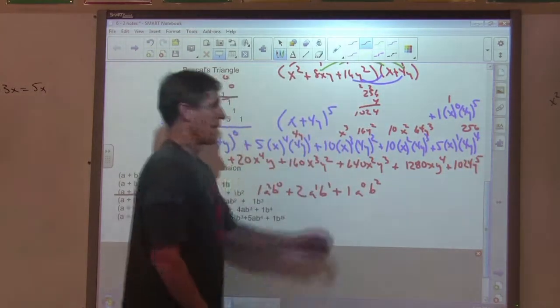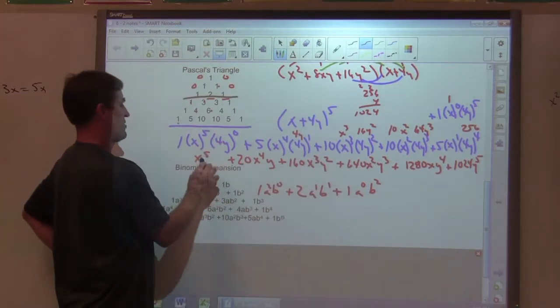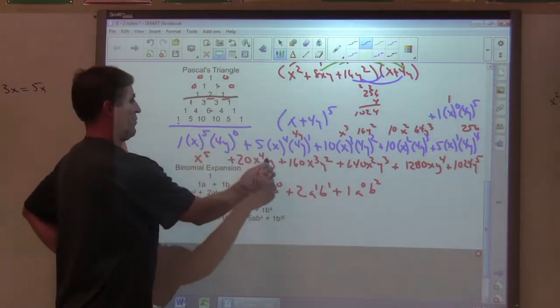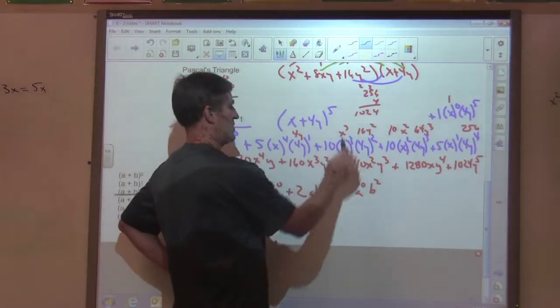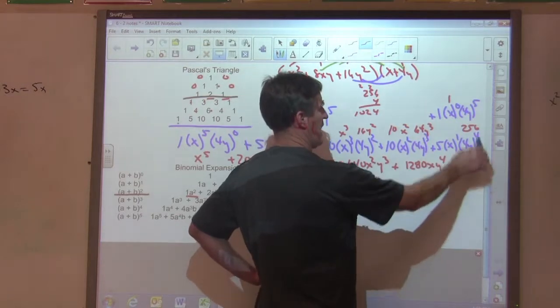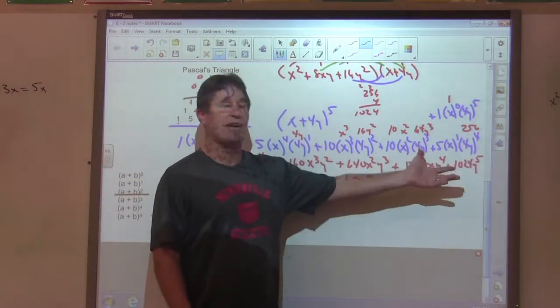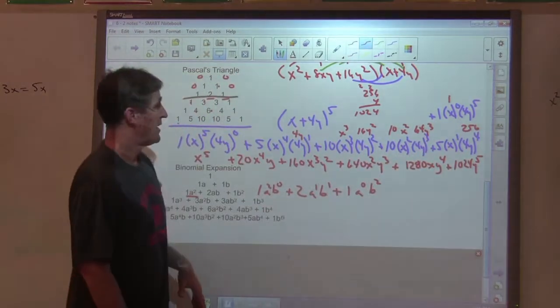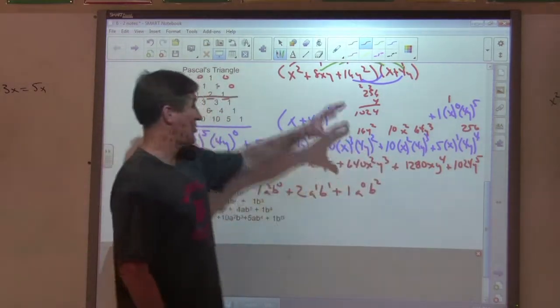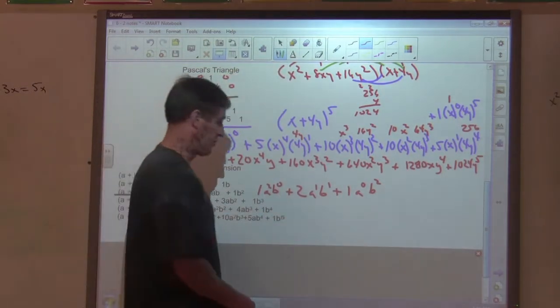y to the 5th. A couple things to check when you do this. Do my powers add up to 5? So I have 5, 4 plus 1 is 5, 3 plus 2 is 5, 2 plus 3 is 5, 1 plus 4 is 5, and we have 5. So as long as my math was correct, I have expanded this correctly. You can see how that's a lot faster than if I would have done it the other way. You just have to be careful as you go through it.